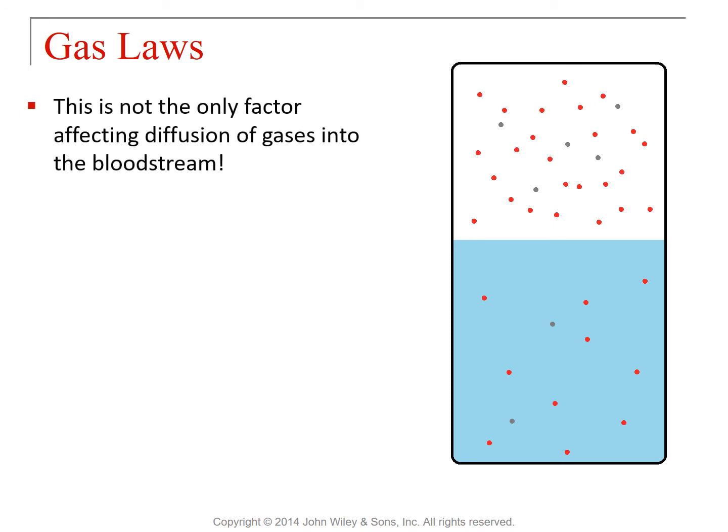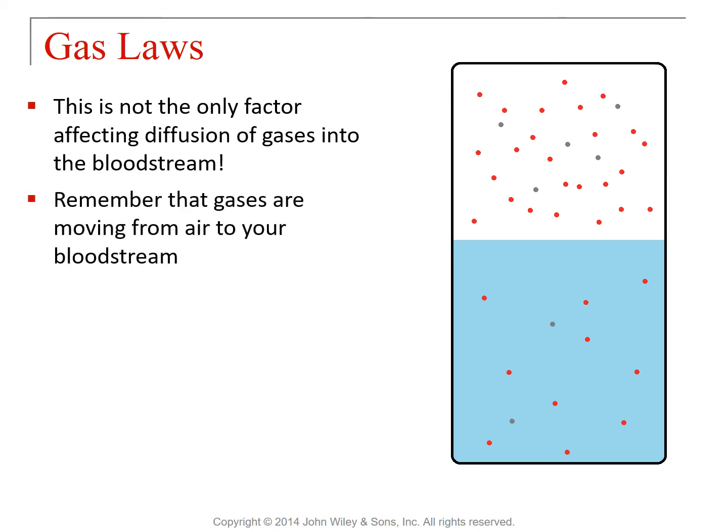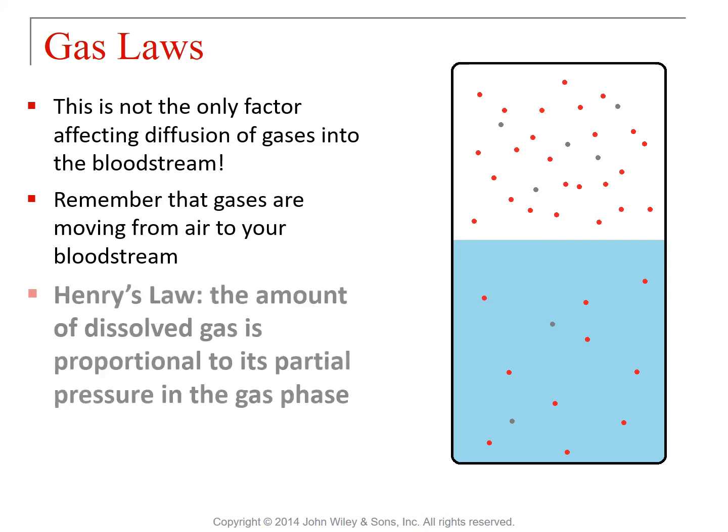Now, this law, the difference in partial pressures, is not the only factor that affects diffusion of gases into the bloodstream. I want you to remember, it's air in your lungs, it's liquid in your bloodstream. So gases are moving from air to liquid. This brings up another law called Henry's law, and that is the amount of dissolved gas in a liquid is proportional to its partial pressure in the gas phase.